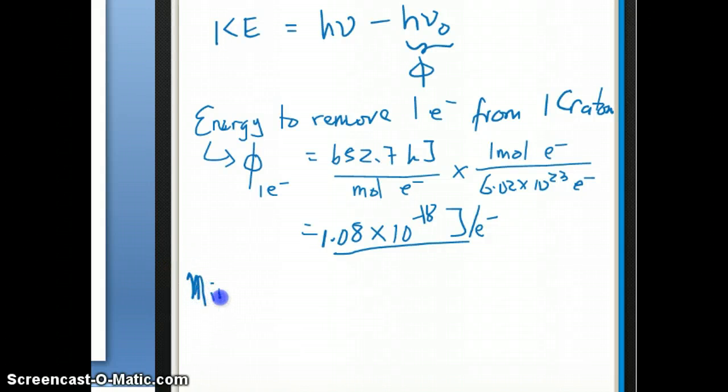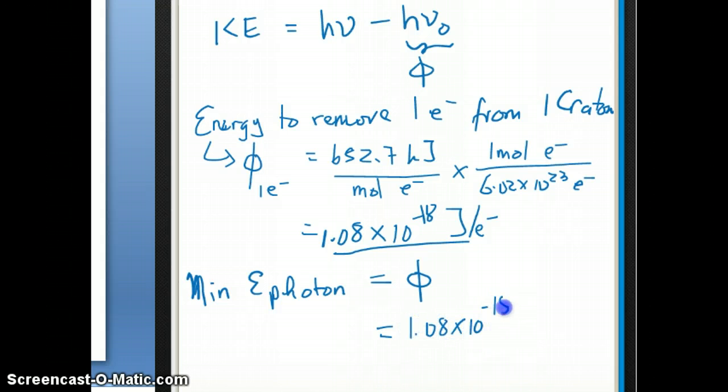Well, the minimum energy of a photon to get the electron off the metal must be equal to the work function. That's the only logical explanation. If I want to get that electron off the metal, this energy, h nu, has to be at least equal to that. If I have more energy than that, the excess energy is converted to kinetic energy of the electron. So the answer to part B is really the same. The minimum energy of the photon should also be 1.08 times 10 to the minus 18 joules.